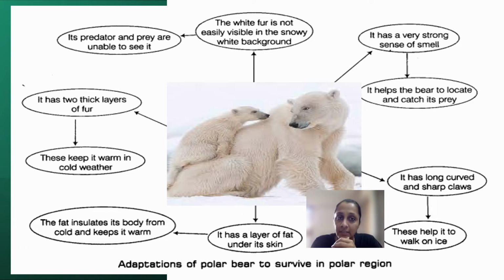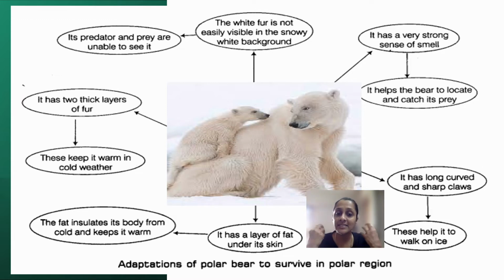Then the next one is a very thick layer of fur, which helps them keep warm during the cold weather. It insulates them from the cold weather. Again, apart from the fur that they have on their body, they also have a layer of fat under the skin, which is called blubber.